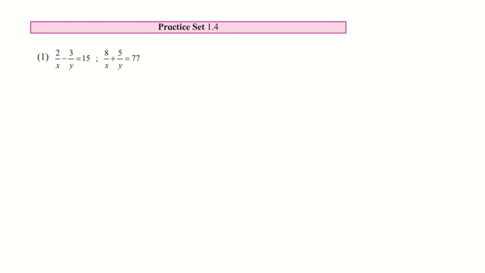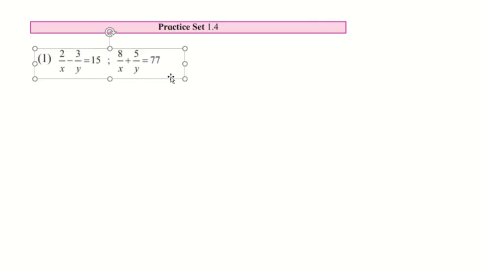Problem set 1.4. First question. We have two equations given here: 2 upon x minus 3 upon y is equal to 15 and 8 upon x plus 5 upon y is equal to 77. As you can see, x and y are in denominator form, so we will try to make these equations a little easier.